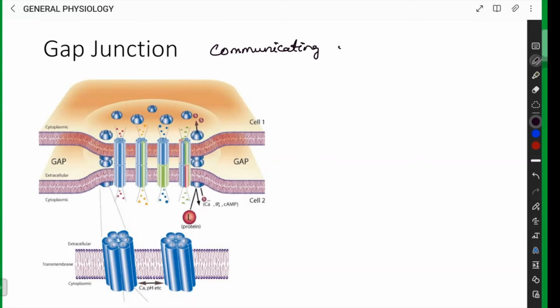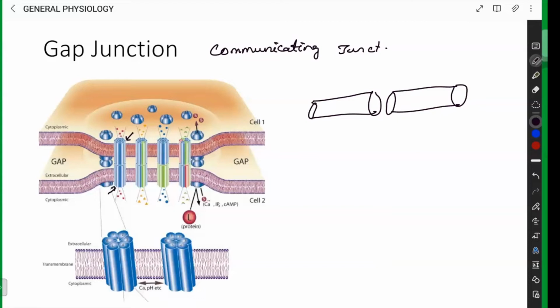It is going to be made of 2 cylinders, but remember, these 2 cylinders are not going to touch each other. One cylinder is inserted into one cell, and the other is inserted into the other cell. Can you see here? This cylinder is inserted into this cell, and this cylinder is inserted into the second cell. So it maintains communication between the interiors of 2 cells. Who is going to communicate? 2 cylinders, but they are not going to touch each other.